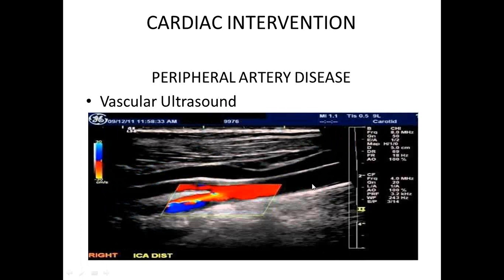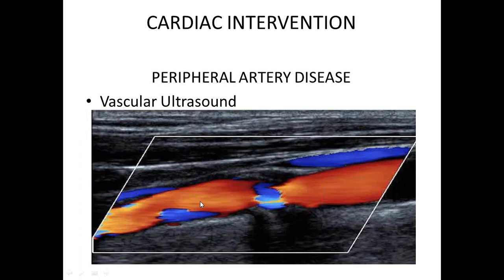Now, if there's an obstruction in the vessel and you turn your color on, again, your common carotid splits and you have an internal and external. When you turn your color on, you can see that there is a mosaic of color suggesting that there is an obstruction right there. Okay? So you can see a lesion. And again, here you can see you have some lesion right there. So there is obstruction there.